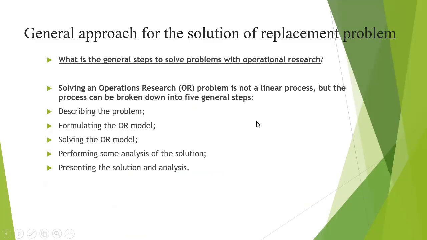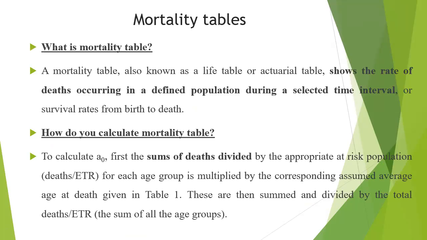Next, our topic is the general approach for the solution of replacement problems. The general steps to solve replacement problems in operation research are that we describe the problem, then we formulate the OR model, then we solve the OR model, perform some analysis of the solution, and then we present the solution and analysis. With the help of mortality tables, we also represent our replacement theory.